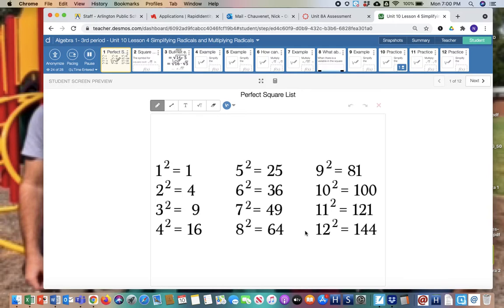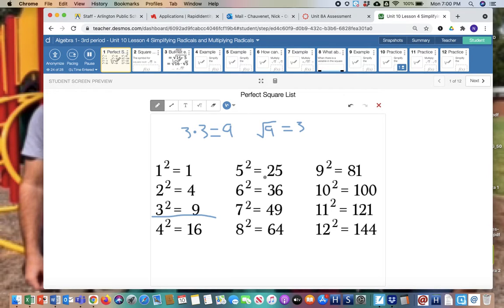In order to simplify a radical, first off, we need to know what perfect squares are. This is a list of perfect squares, and again, let's remember what a perfect square is. For instance, 3 squared equals 9 because 3 times 3 is 9. And the inverse of that, going the other direction, is the square root of 9 is 3, because 3 times 3 is 9. So you need to be able to take this both directions.